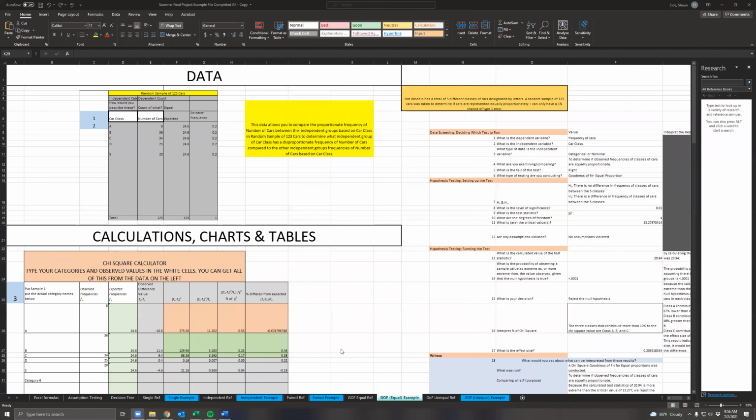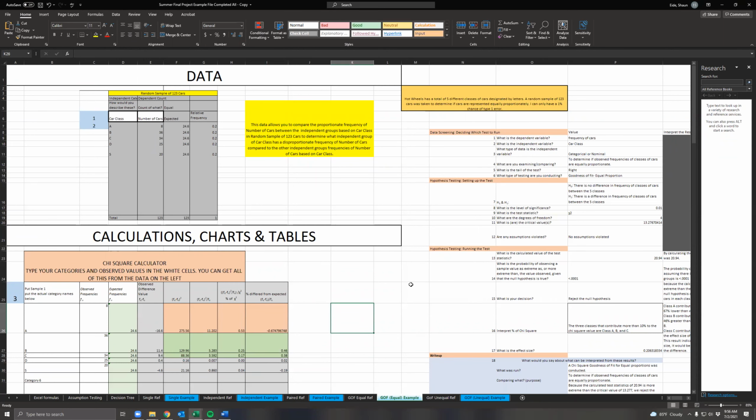Okay, in this lecture, we're going to be going over how to complete the fourth section of the final project, which is goodness of fit for equal proportions. So I'm going to go ahead and share my screen. Let's see here, share screen. There we go.